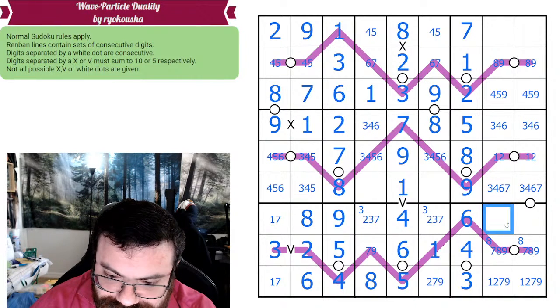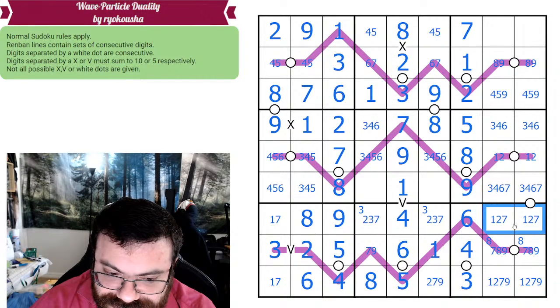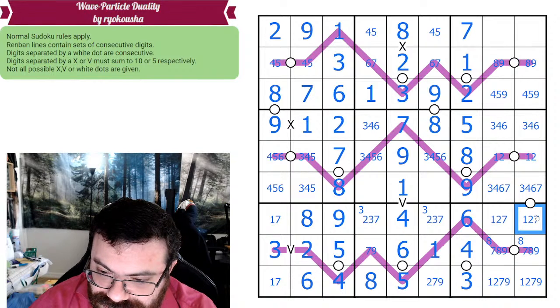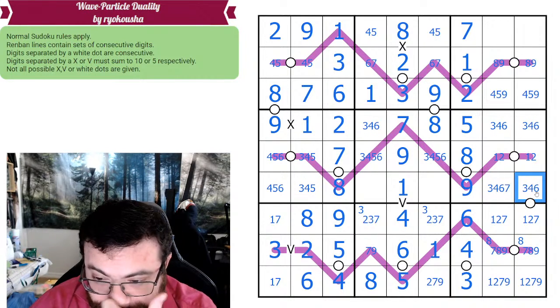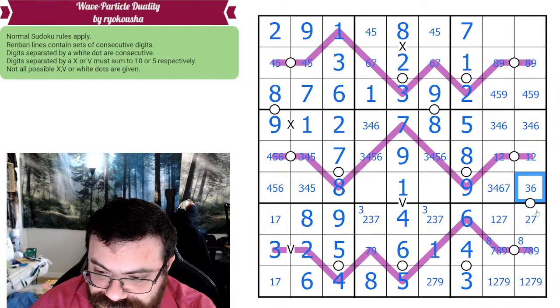Let's see. 1, 2, 3, 7. These aren't 3. That's got to restrict this, right? This can't be 7. Can't be 1. This can't be 4 either. It'll be 3 or 5. Okay.